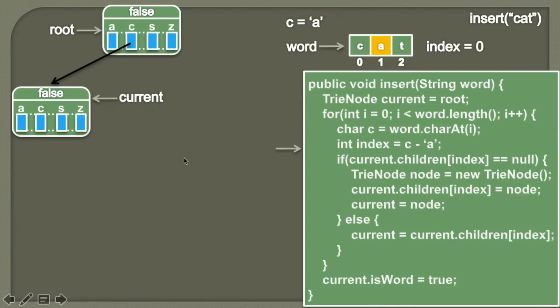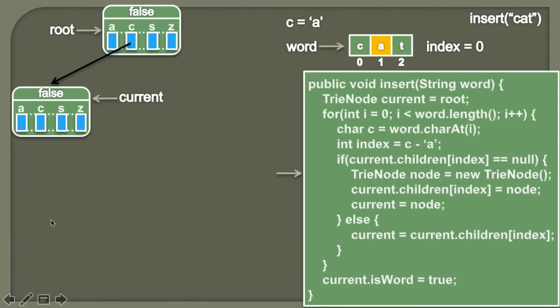Moving ahead, now as current is pointing to this trie node, we will check into its children array whether the value at index 0 is null or not. Currently you can see the value at the trie node at index 0 points to null. Therefore the condition in the if block comes out to be true.